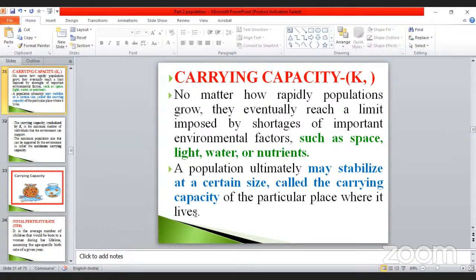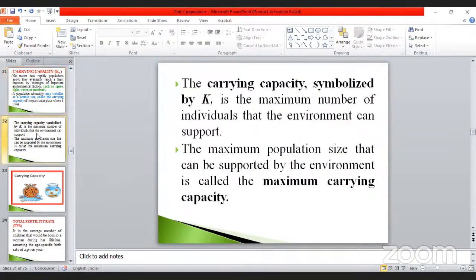I will show you the slides, then it will be better for your understanding. The carrying capacity, symbolized by K, is denoted as a constant. It is the maximum number of individuals that the environment can support. For example, take a particular place, a small round. How many people can stand within the round? Say 100 people can stand. Suppose more than 100, what will happen? It will not support them, isn't it?